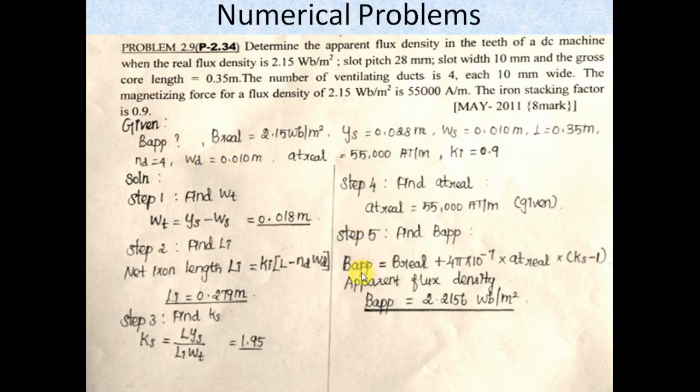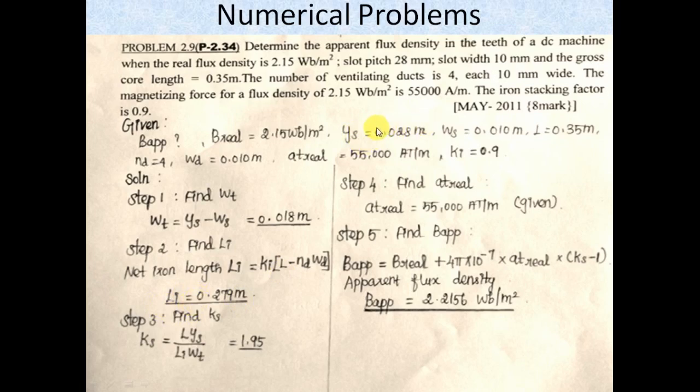You have to use this relation to find the apparent flux density. B real you know, ampere turn real also you know. So you just have to find the value of Ks. Ks is found by using the relation L into OS divided by Li into Wt. Li can be calculated by using this relation, that is Ki into L minus Nd Wd. The value of Ki is given in the problem itself. Nd is given as 4. Wd is also given. So you will be able to find the value of Li here.